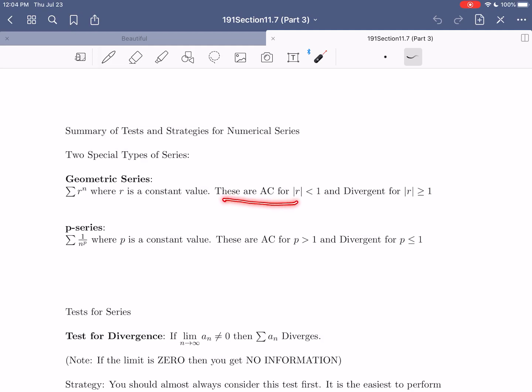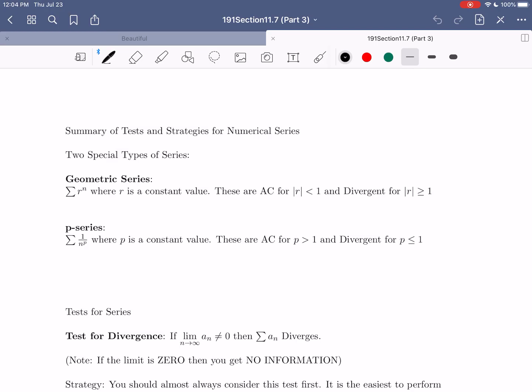We know these are absolutely convergent when that base, or that common ratio, in absolute value is less than 1. And they are divergent when you have the absolute value of r greater than or equal to 1. So for geometric series, we understand when they converge and when they diverge.